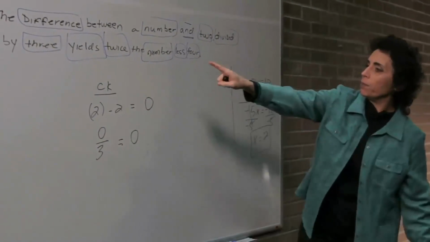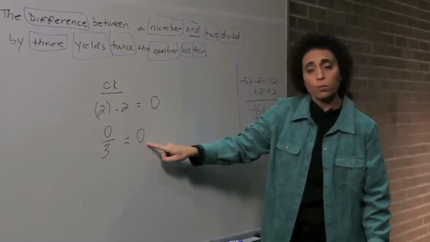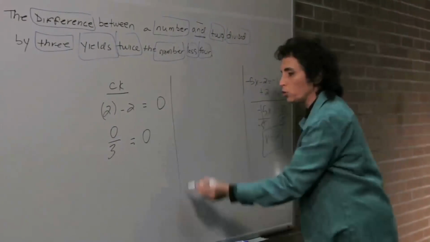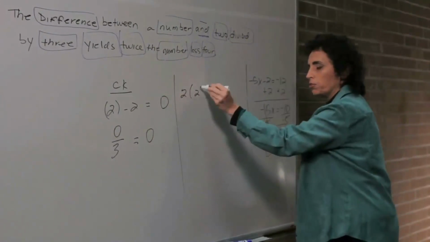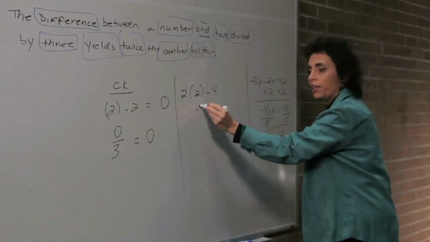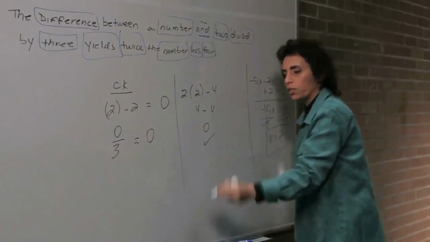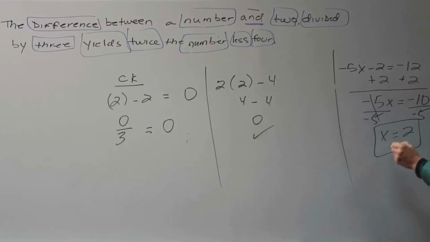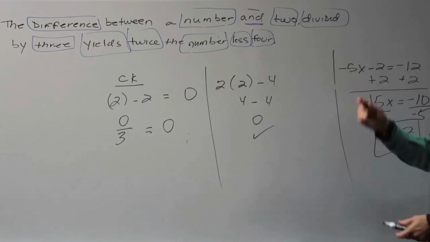Okay, so divided by 3 yields, that's supposed to be equal to twice the number less 4. So let's do twice the number is 2 times 2, less 4, and this is 0. So it does yield that. So that is the answer. So that's not our answer, that is our check. Our answer is x equals 2 for this problem.